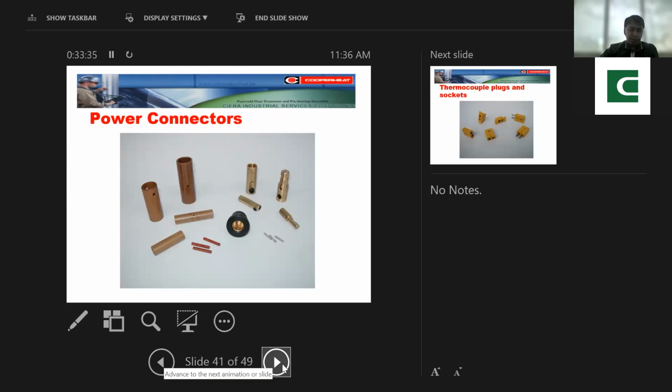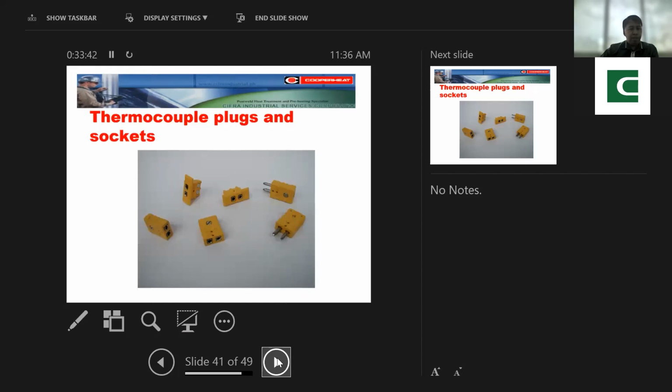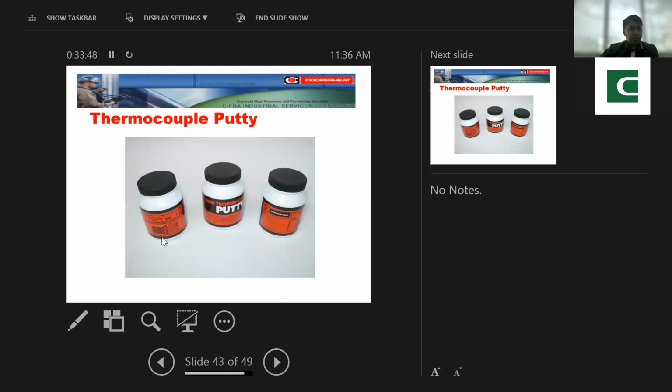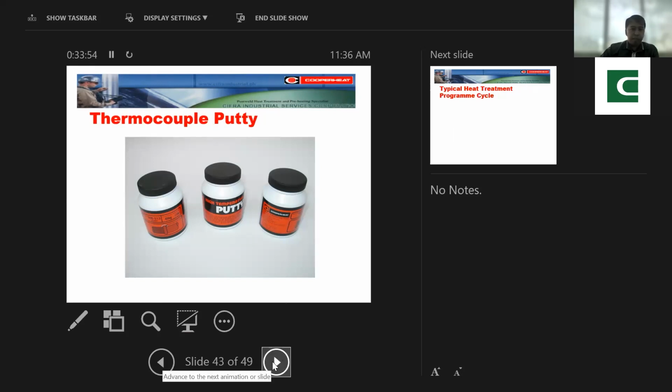So, mag-stock na lang kayo if in case masira yung equipment nyo. So these are thermocouple plugs also. Thermocouple putty in order to avoid direct heat pick up sa ating heater at ang makuhang temperature, yung actual temperature sa metal.